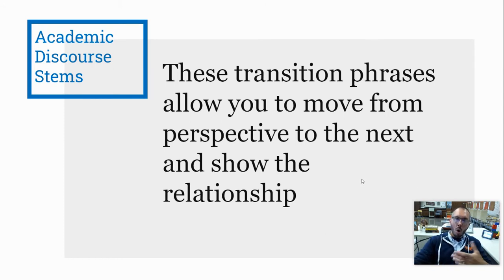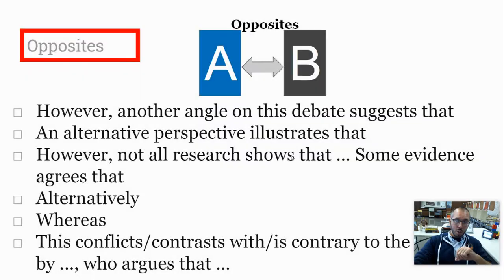In the LOR, this was the connective tissue that we were highlighting in yellow to have you show the analysis that you were making to show why the author was moving the claim in this direction. Here, this is you moving your reader to the other perspective and showing them that relationship.